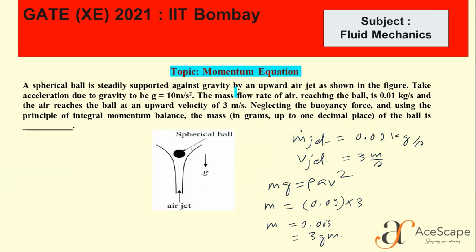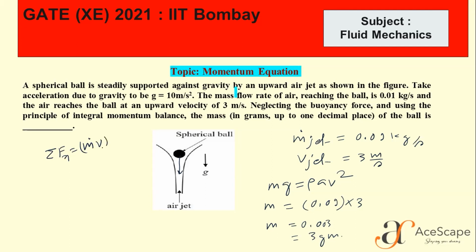So what I've done is I've done nothing. Look, this ball is coming down. So they have told us to calculate the mass. Okay, and the air jet is flowing like this. It is stopping the ball, the spherical ball. So what you have to do is just the same thing. Just use the same equation.